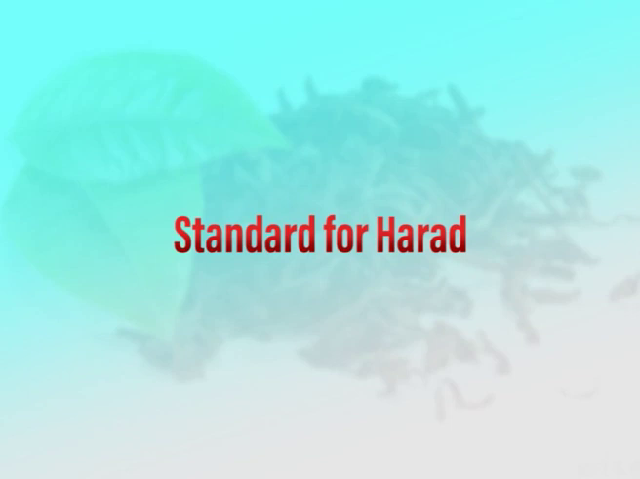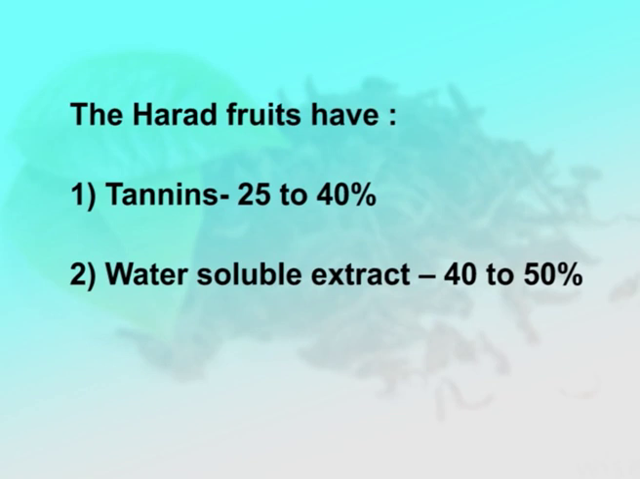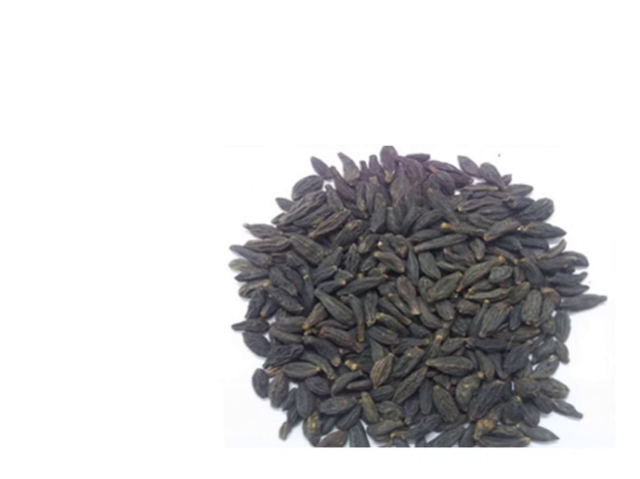Now, I am coming to the standards for harad. The harad fruits have tannins to the tune of 25 to 40% and water soluble extract to the tune of 40 to 50% and a moisture to the tune of 10%. Now coming to the chemical profile of the harad, as told earlier, friends, harad contains high percentage of tannins ranging from 25 to 40% and thus tannins form the main constituent of harad.